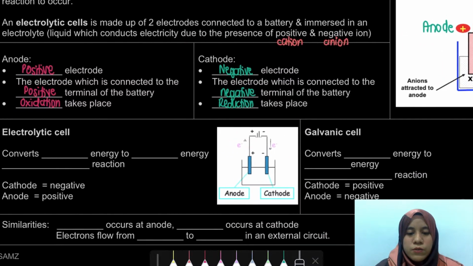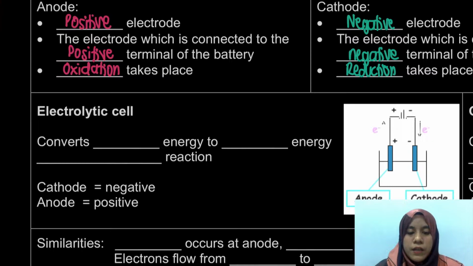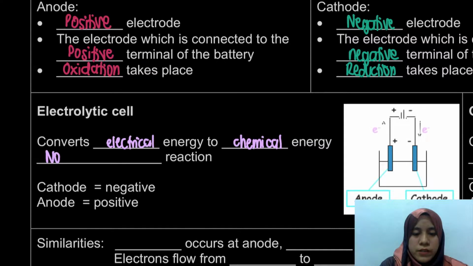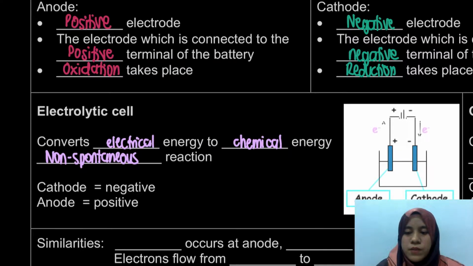Here I just want to show it to you. An electrolytic cell is a process which converts electrical energy to chemical energy. This reaction needs electricity, which is provided from the battery, for the reaction to occur. Chemical energy means a chemical reaction. This is a non-spontaneous reaction, because we need the battery for this reaction to occur. But it still follows the ABC rule: anode, battery, cathode, where the cathode is the negative terminal and the anode is the positive terminal.